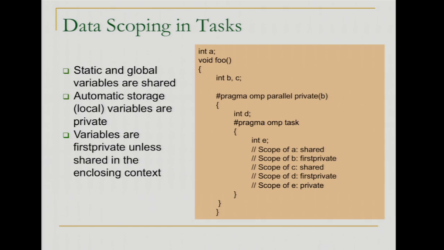Okay, just two things I want to say. I'm looking at the watch here, and I'm sort of out of time, so I jumped over the data scoping with tasks. There's not a lot that you have to worry about here. Remember, when a task is generated, it also has a data environment with it.